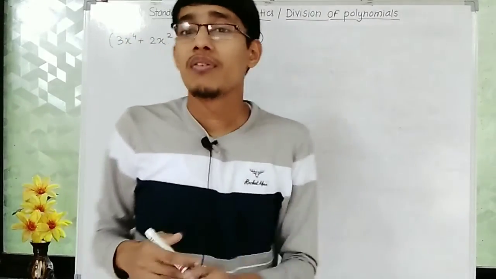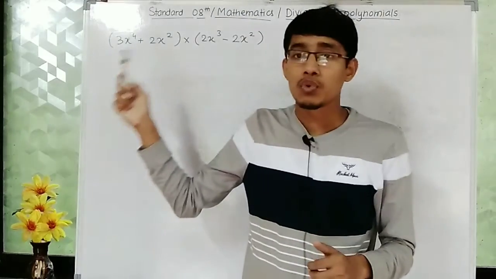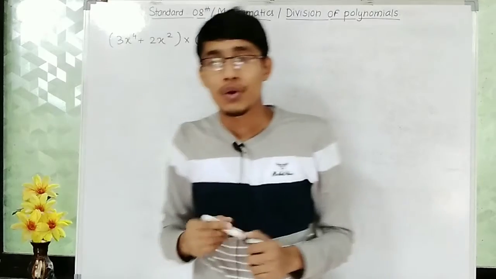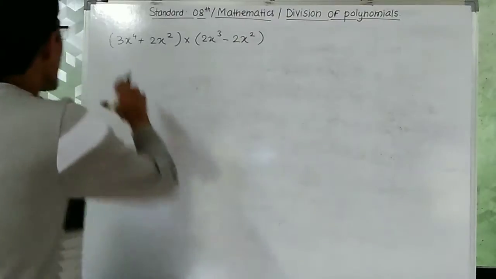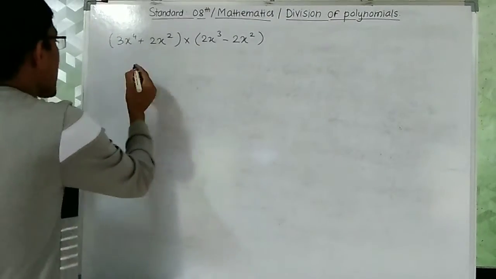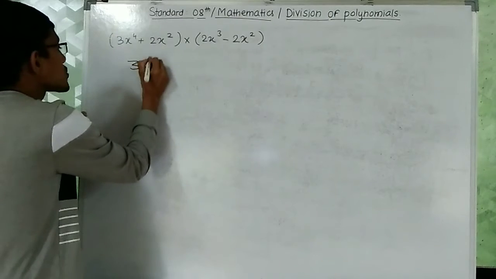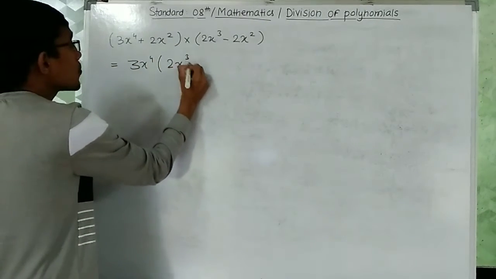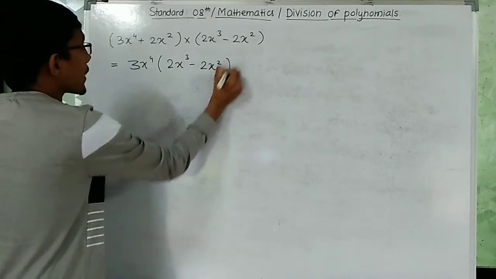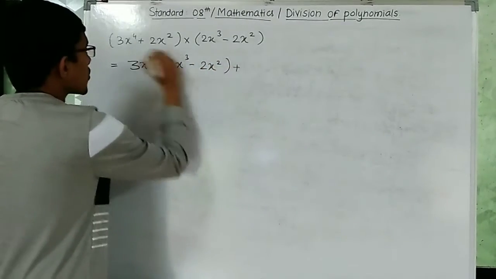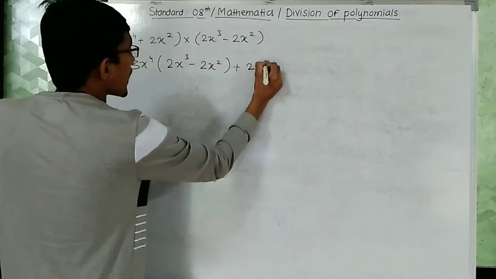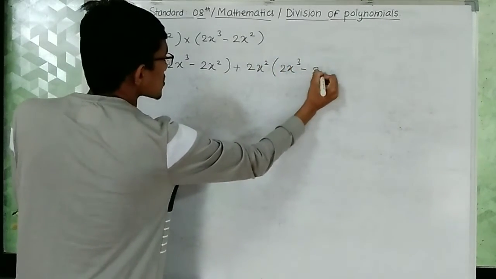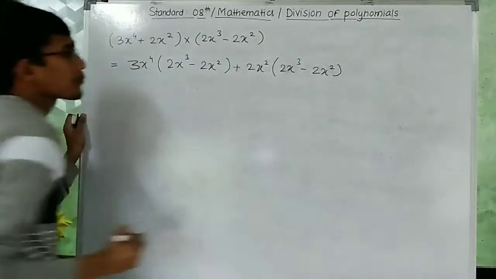We will multiply the first term to the second bracket, then the second term to the second bracket. So first term multiplied by the second bracket, so 3x raised to 4 multiplied by 2x cube minus 2x square, then plus 2x square multiplied by 2x cube minus 2x square.